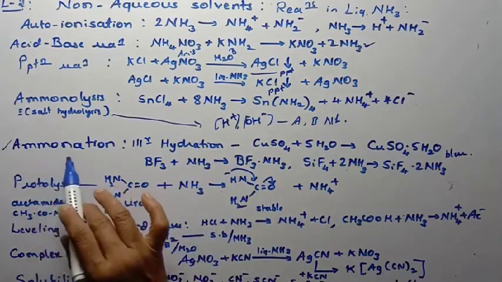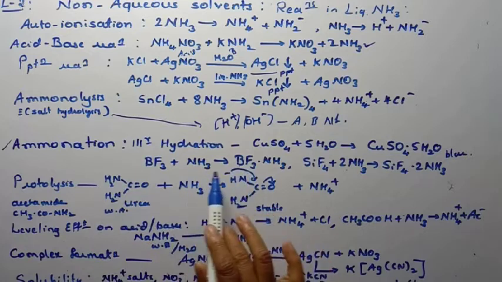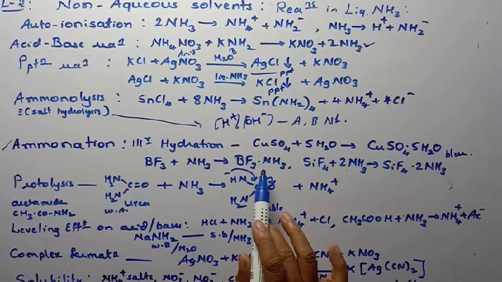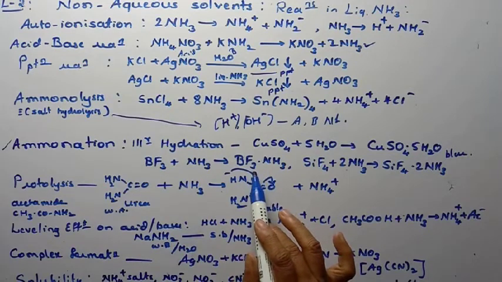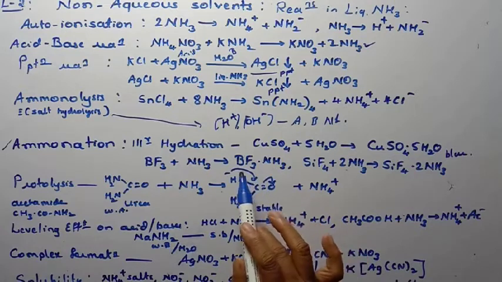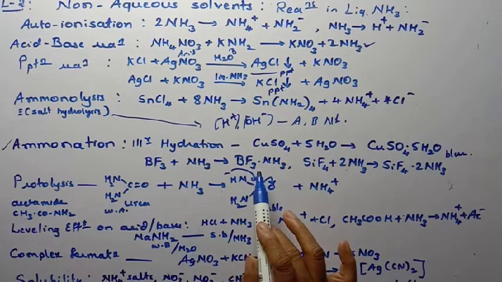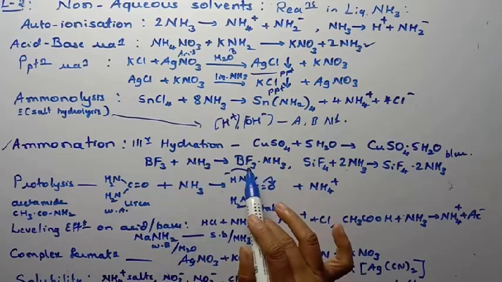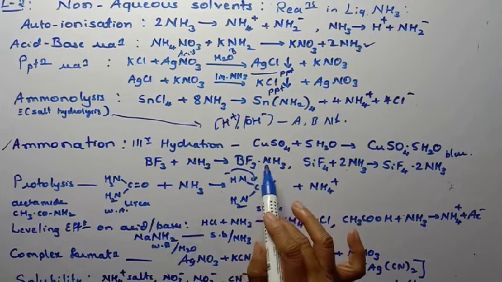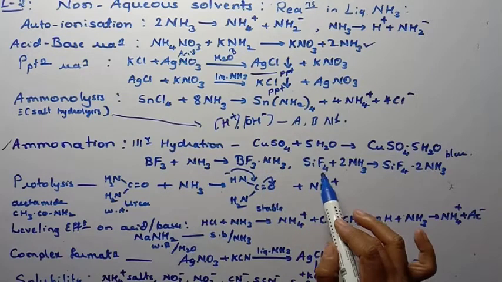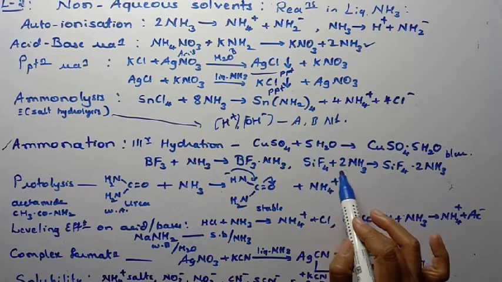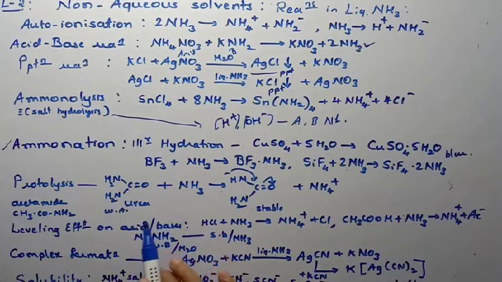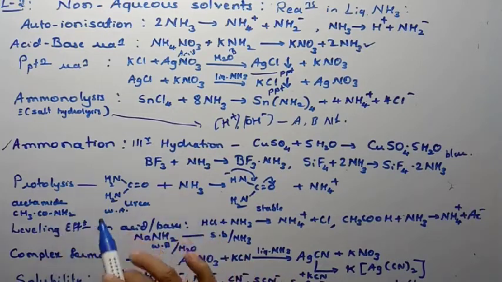Similarly, in ammoniation, there are compounds which absorb ammonia molecules and form ammoniated molecules. They are the adducts, that means addition compounds. So BF3 plus NH3 gives an addition compound, or an ammoniated compound. Similarly, SiF4, silicon tetrafluoride, plus 2NH3 gives SiF4.2NH3. Now with this we'll move on to the next one, proteolysis.